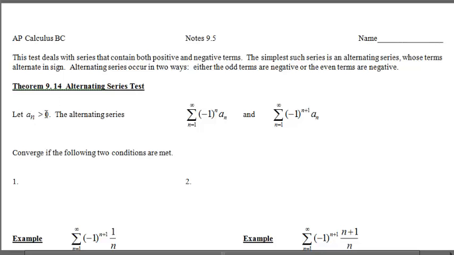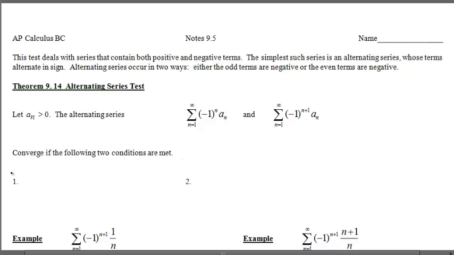It says let a sub n be greater than 0. The alternating series can either be given by this expression or this expression right here. The only difference between the two is what term begins the series. Is it positive or is it negative? If n is 1 here, then the first term and all odd terms are going to be negative. If we start with n equals 1 here and the exponent is n plus 1, then the first term and all the odd terms are going to be the positive terms. So those are two ways that you can write an alternating series.